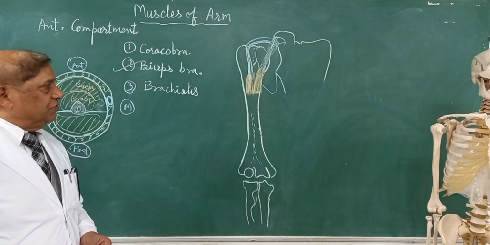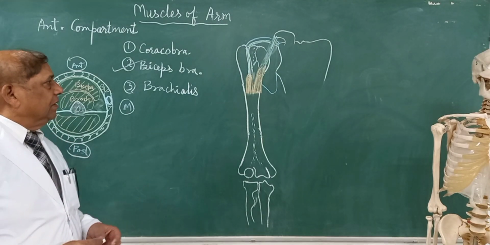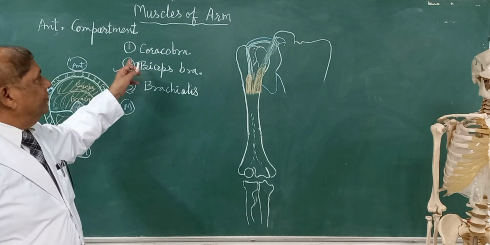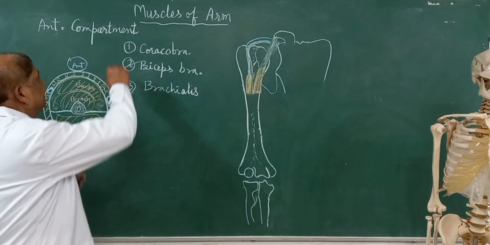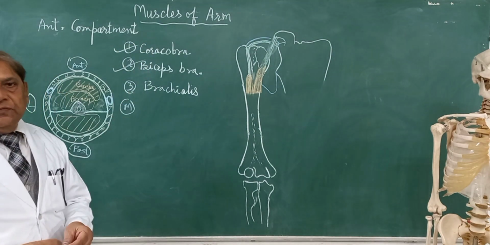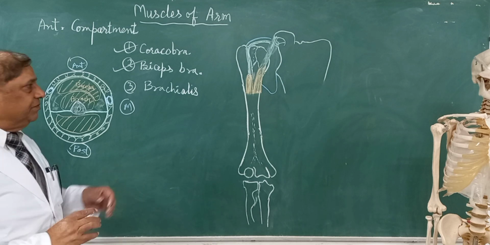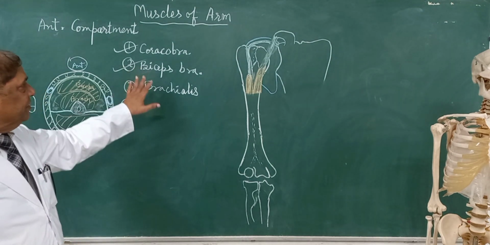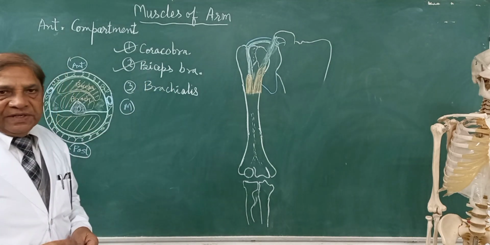Well, welcome student back to this series on muscles of the arm. In the last video we covered the coracobrachialis and the biceps brachii. Now this is a short video for the third muscle from the front of the arm, and this is called the brachialis. Now this muscle lies deep to the biceps brachii.